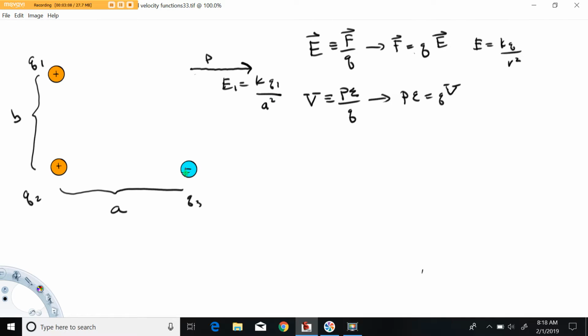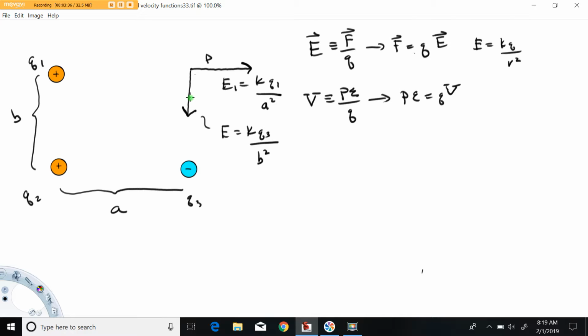Let's do this one right here next. There's going to be an electric field here due to charge 3. Because charge 3 is negative, the field here will point down towards charge 3. The magnitude of that field is going to be kq3 over this distance squared. That's b squared.